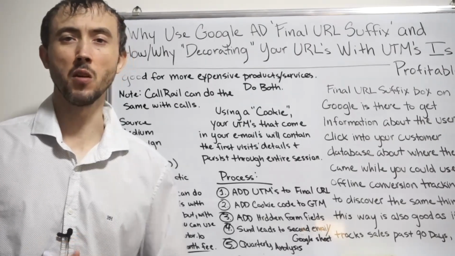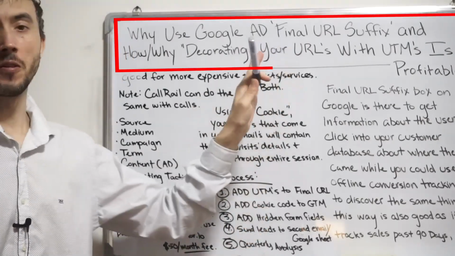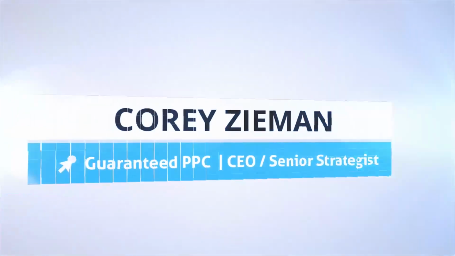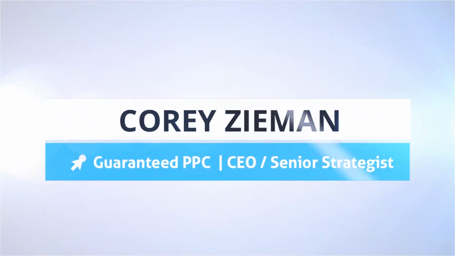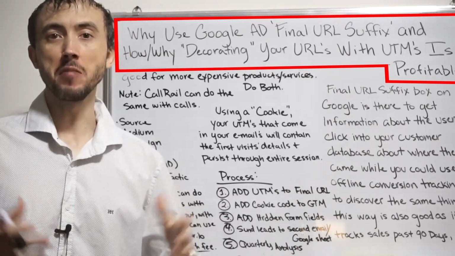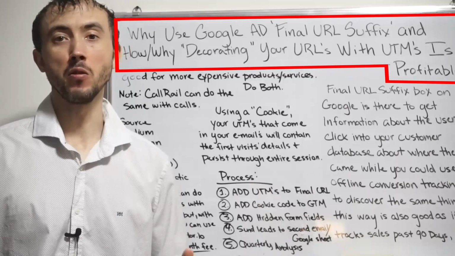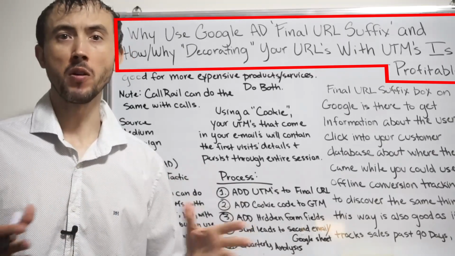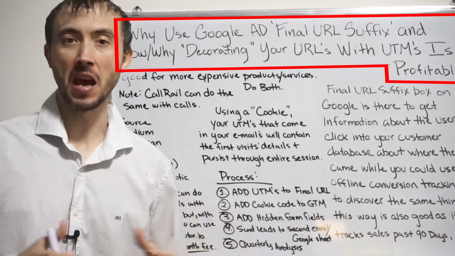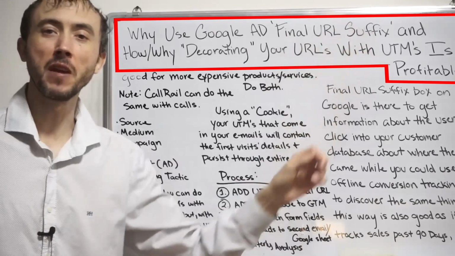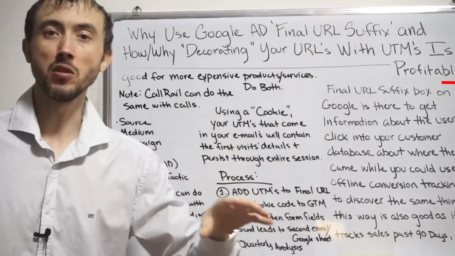Okay, today's video, we're going to talk about a feature on Google Ads called Final URL Suffix, which is a feature within the ad editing menu when you edit an ad on Google Ads. Of course, if it's a responsive display ad, a banner ad, or a search ad, all of it includes this final URL suffix. And I'm going to tell you how to use it to actually make money.